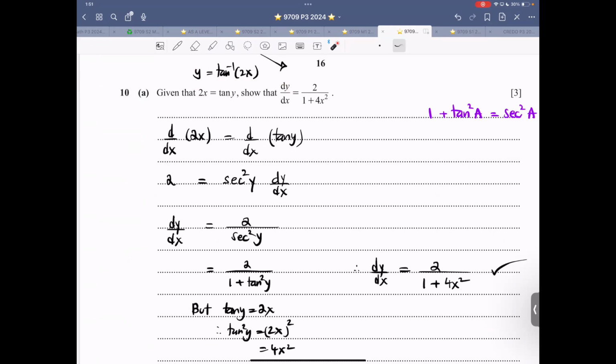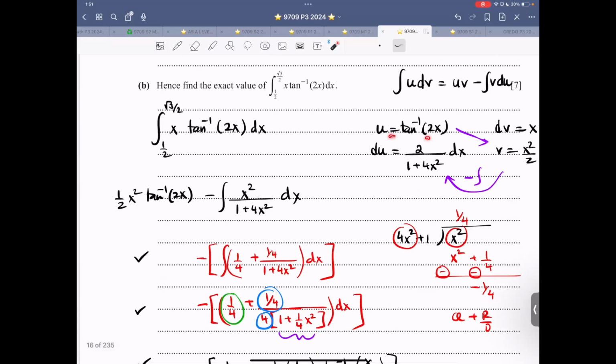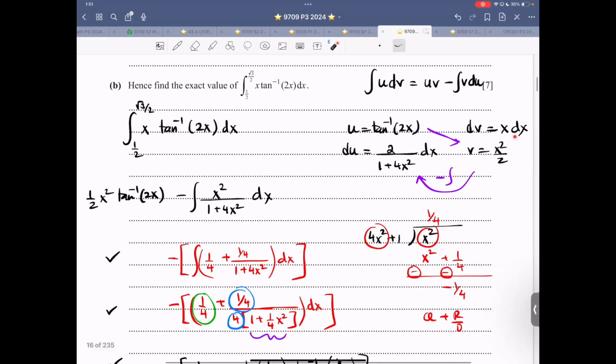That was out of the box. So now you would write u to be the trig function. You already know the derivative. That's what the question started with. dv is equal to x dx. V is x square over 2.